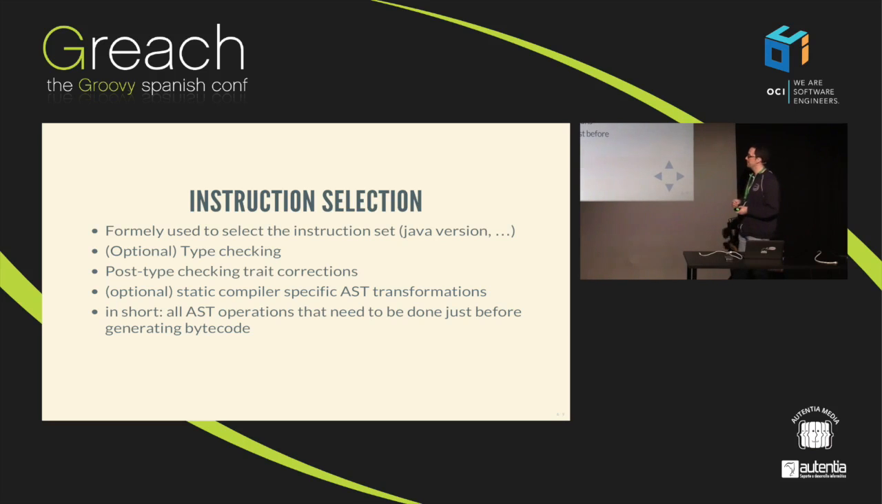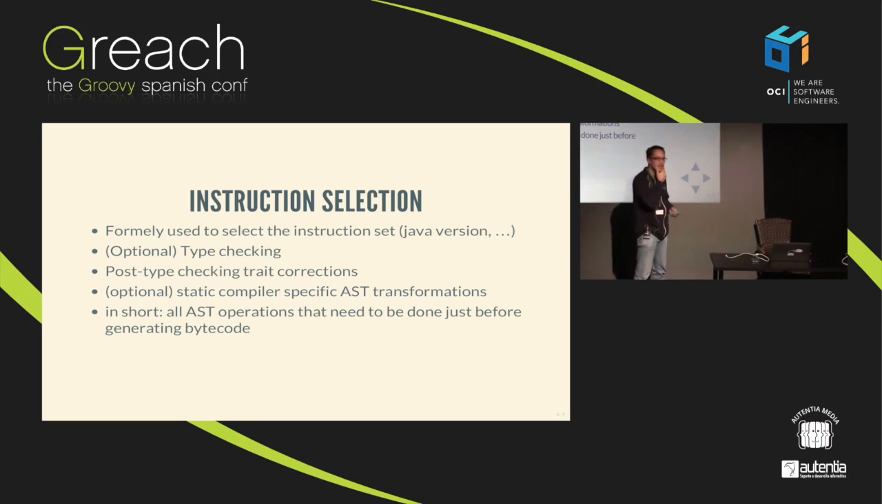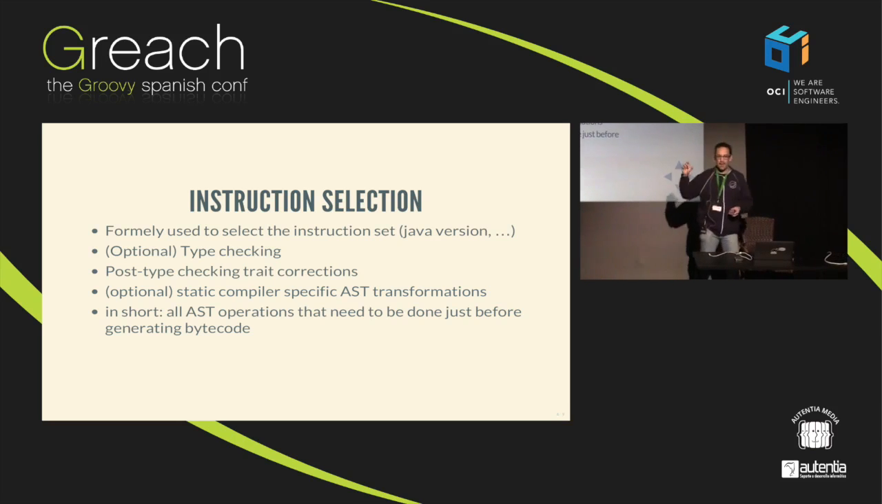Hard stuff. Actually, generating the bytecode is probably the easiest thing of everything we've done so far, because at this phase, everything is available. Type checking has been done, so we know exactly which method we should call if it's statically compiled. It's just bytecode generation, super easy.